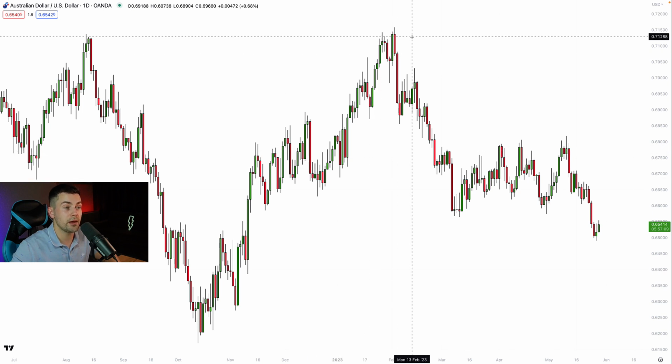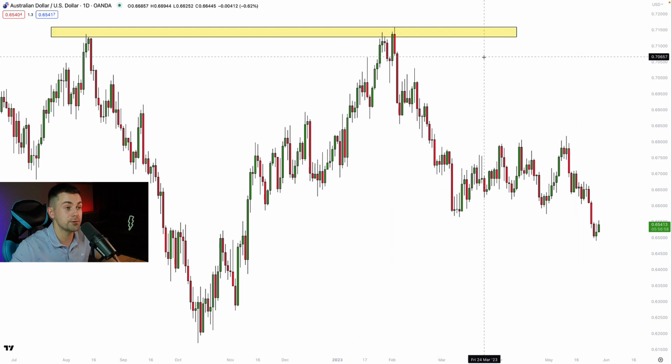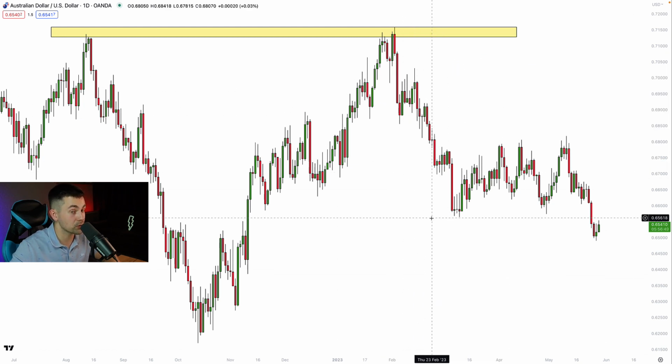Then an important thing happened with the pair. In February, the market reached a very important horizontal structure resistance. You can see that once that resistance was reached, bears started to push. And from that resistance, we saw a strong bearish movement and the market started to trade in a bearish trend.